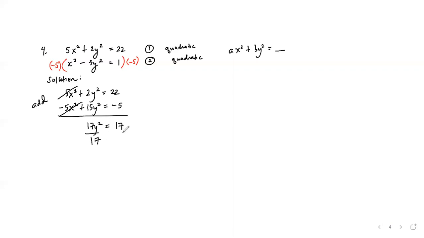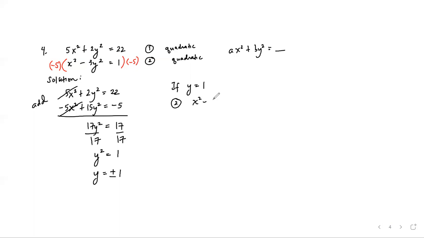And then dividing both sides by 17, we get y squared is equal to 1. Now, using the square root property, the values of y that satisfy this equation would be positive and negative 1. So now, if y is equal to 1, then we have to solve for x using any of the two equations. Okay, so let's use equation number 2.